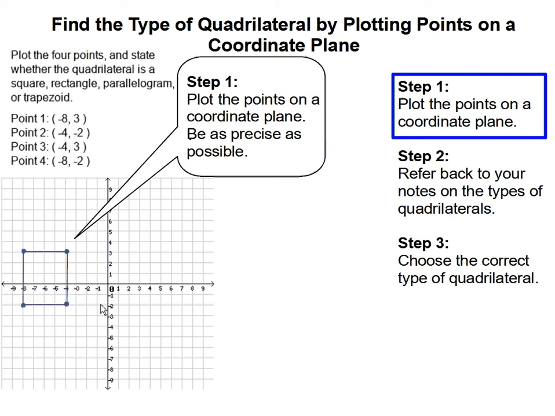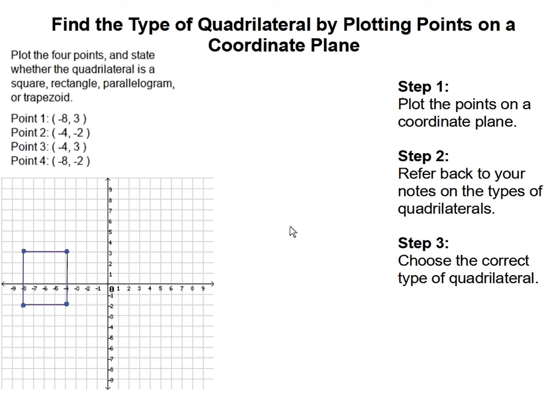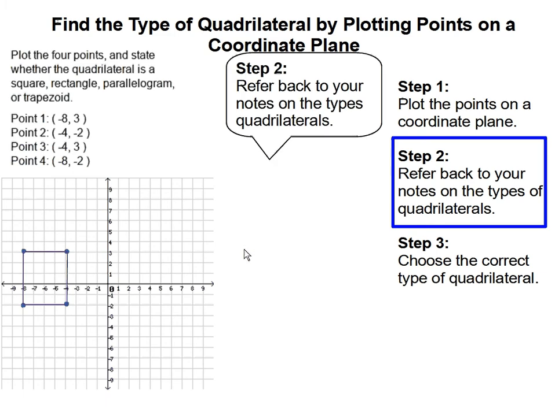So negative 8 comma 3, that's right here. Negative 4 comma negative 2, that's right here. Negative 4 comma 3 is right here. Negative 8 comma negative 2 is right here. And then what you can also do is connect the points and draw line segments like this. Makes it a lot easier. Okay? Alright, then these are tricky for a lot of children, so I suggest to refer to your notes instead of just assuming you know the answer.